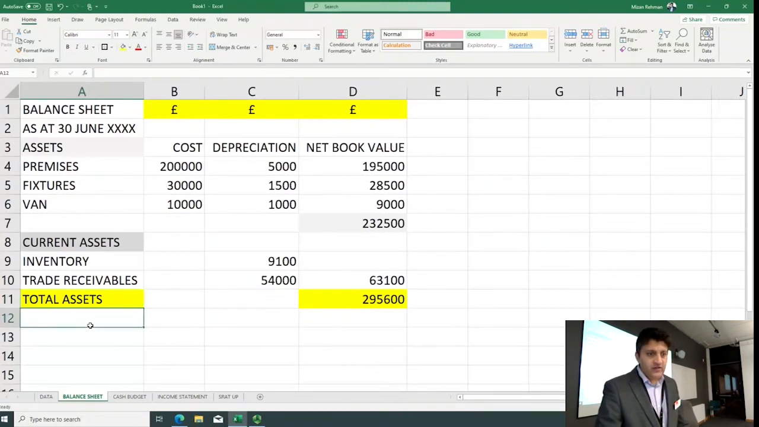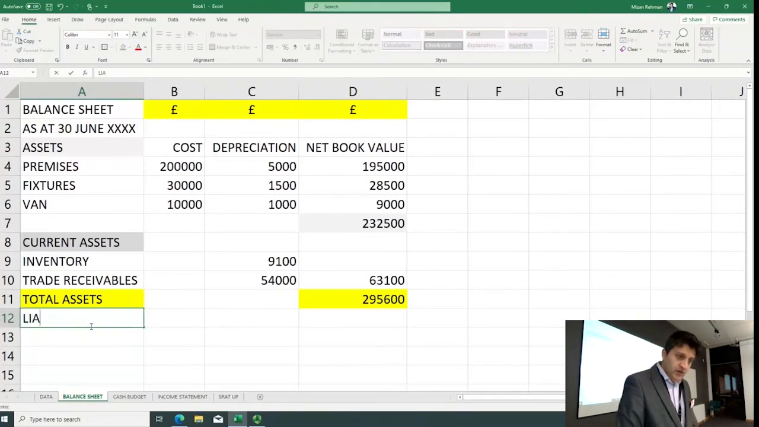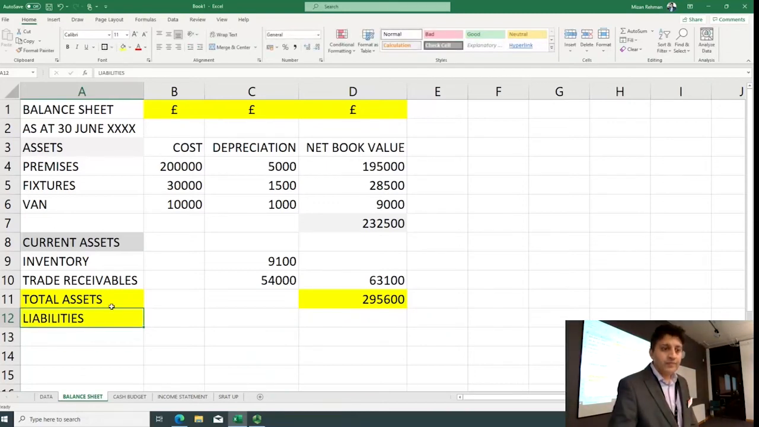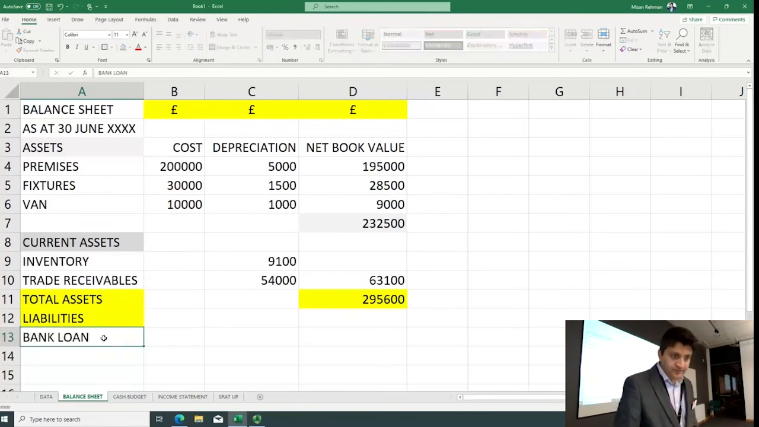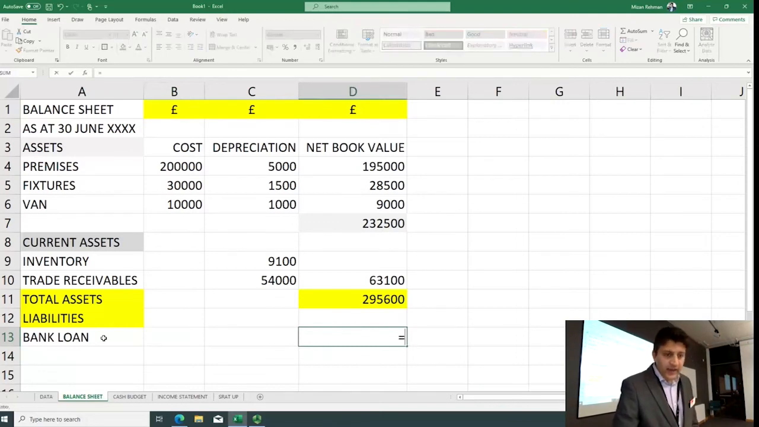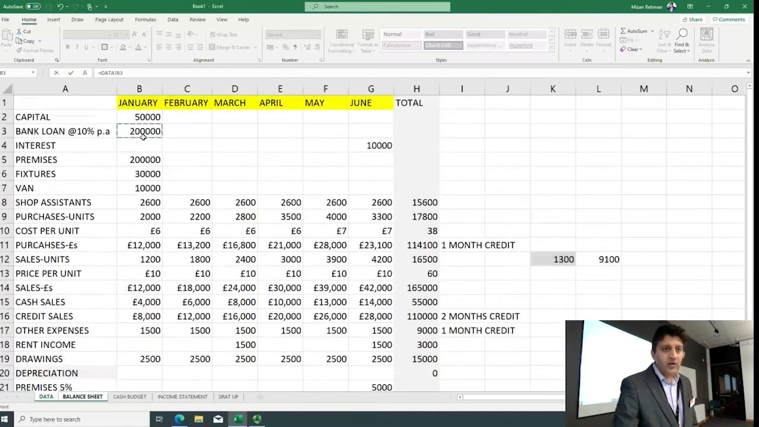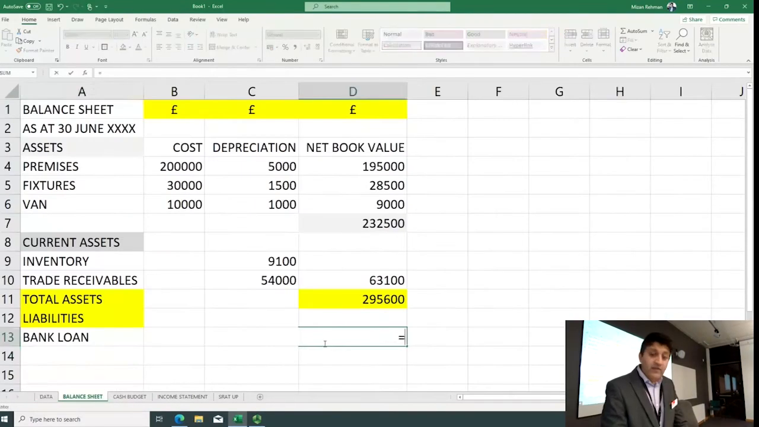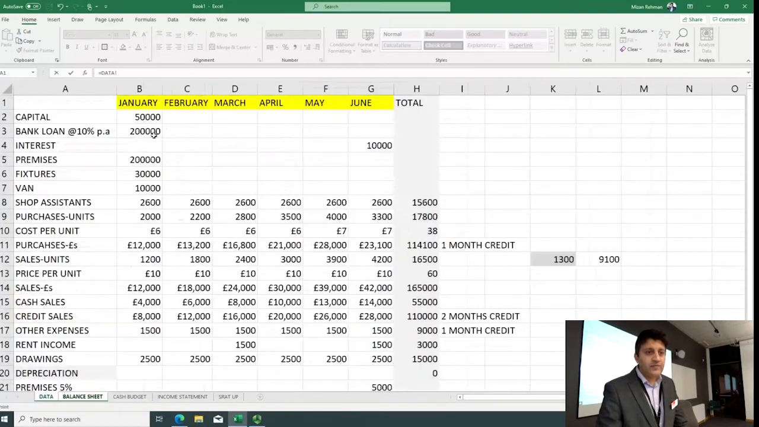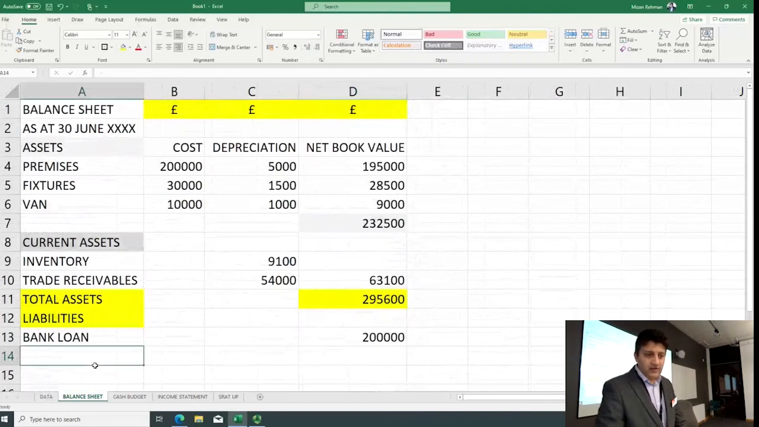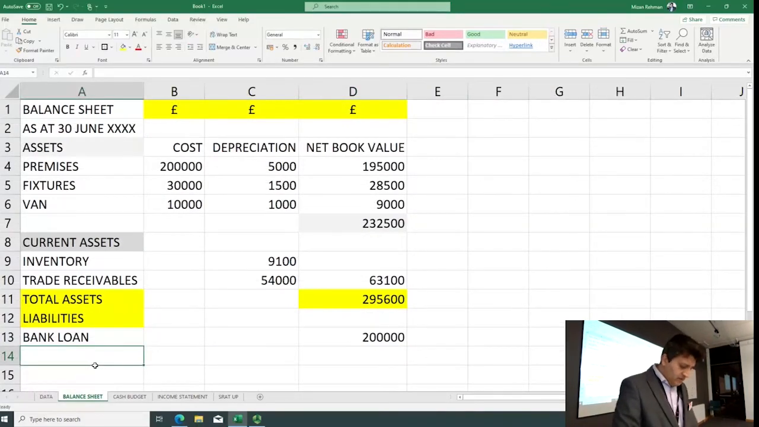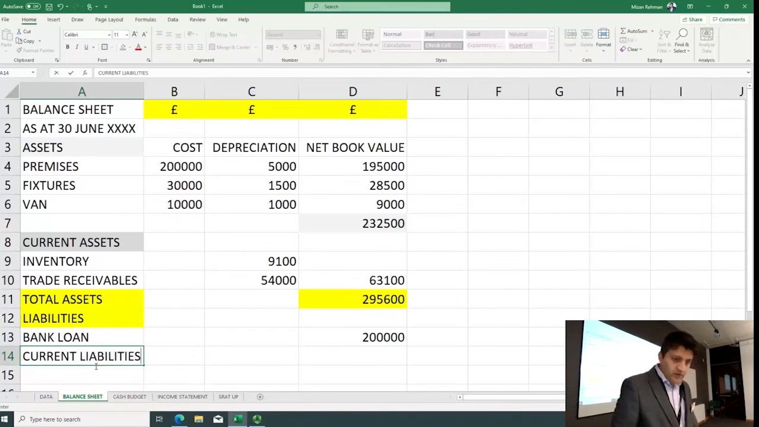The second side is liabilities and equity. So, the first one is NCL, so we call it bank loan. We have got bank loan of 200,000. Yeah, we haven't paid back anything, so let's just get the whole figure. Yeah, 200,000. That's our non-current liability. There's no other non-current liability, so I'll go to my current liabilities.